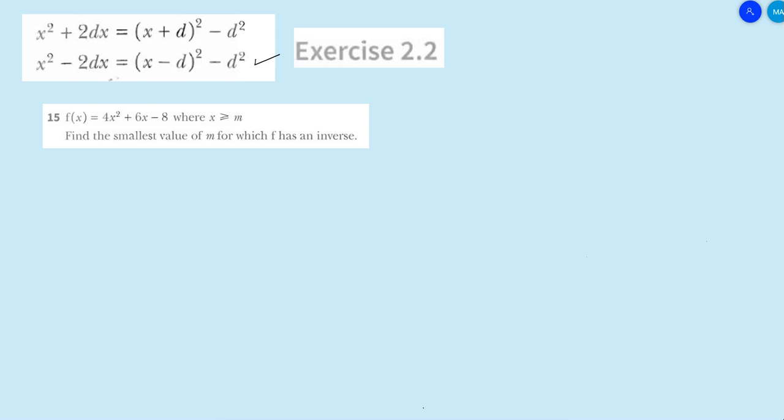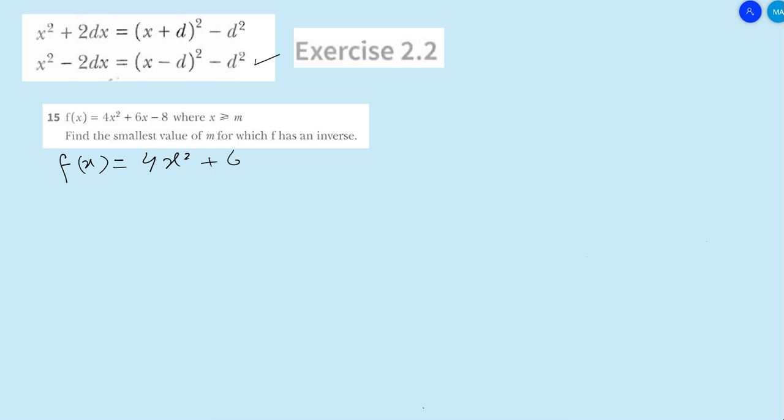This is question number 15. f(x) = 4x² + 6x − 8, where x ≥ m. Find the smallest value of m for which f has an inverse. Same question just like question number 14. But first we have to convert this given function in terms of, or apply, the completing square method.